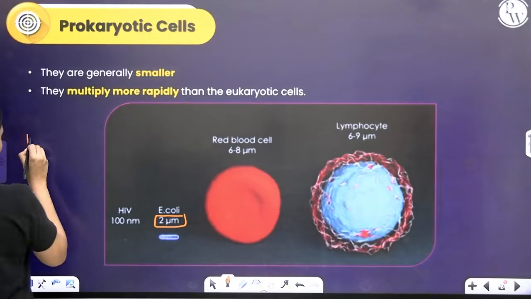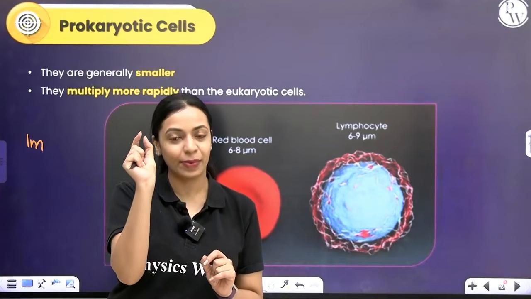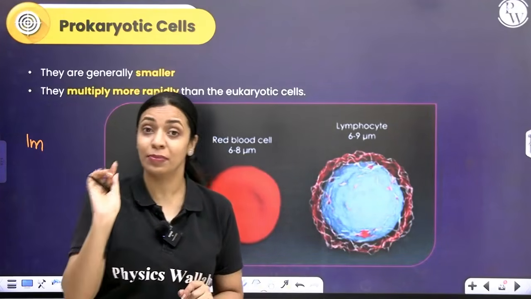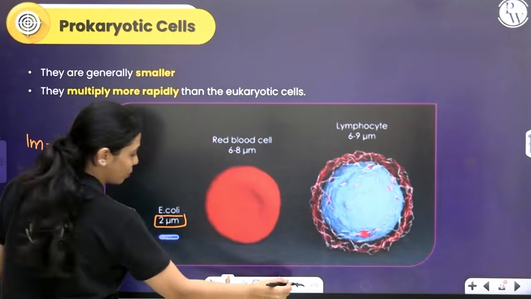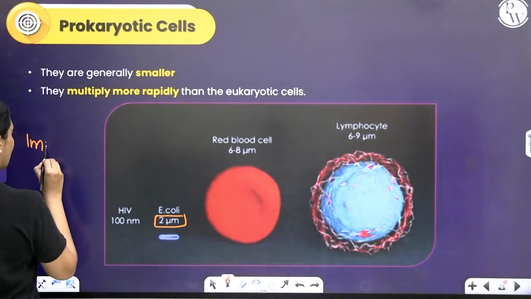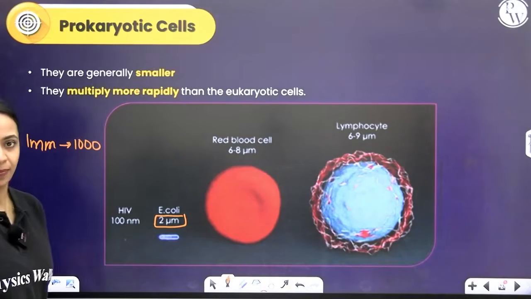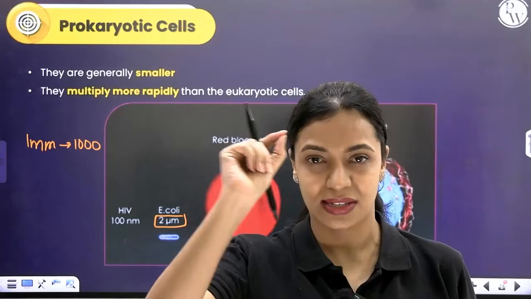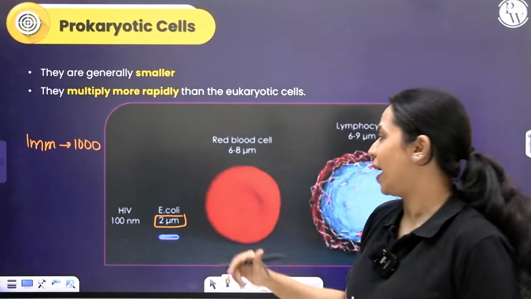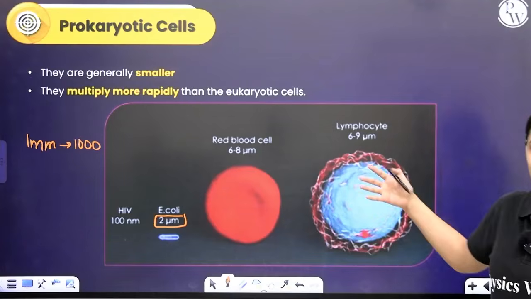1 millimeter, I'm sure you know from the ruler that you use. 1 centimeter will have 10 millimeters. If in 1 millimeter you make 1000 equal divisions, then one small division will be 1 micron. So 2 microns is super tiny. So bacteria are small and relatively our eukaryotic cells are larger.